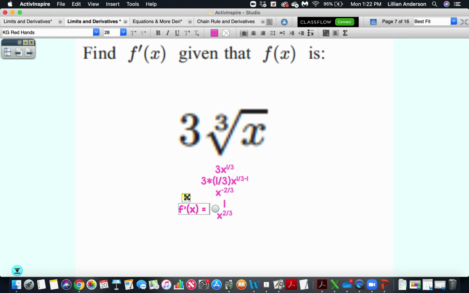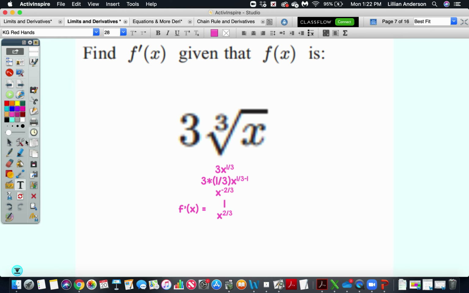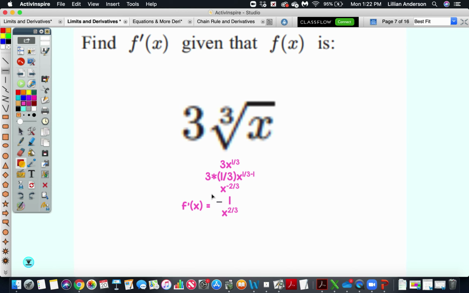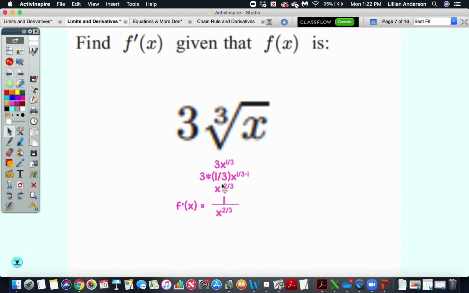1 over x to the 2/3 would be my derivative. Now, yes, you can leave that 2/3 the way it is, or you can rewrite it in radical form. To be honest, it really doesn't matter. It's more up to you. And then that would be the derivative there.